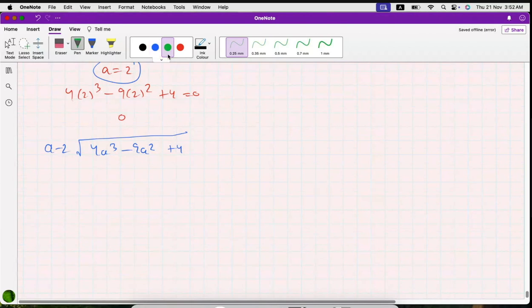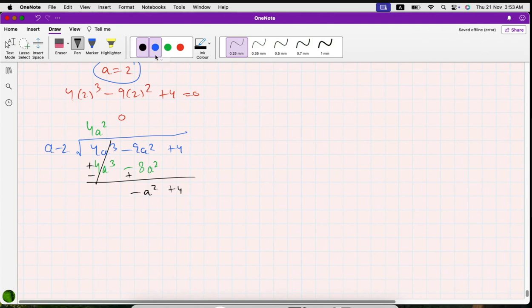Now we go for long division. So when I'm dividing this, I need 4a cube, so I will multiply it with 4a square to get 4a cube. Now negative 2 into 4 is negative 8a square. And the rule is signs change, plus minus, minus plus. We cancel that. This is negative a square. We just bring that down.